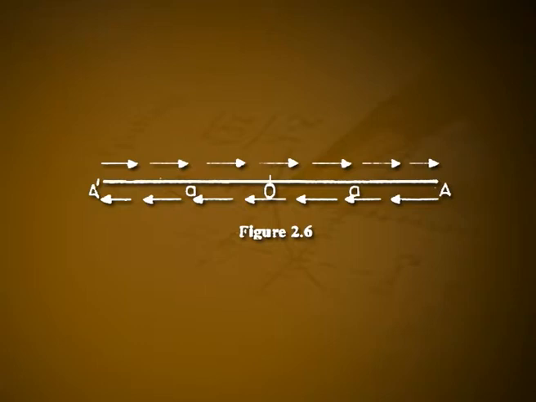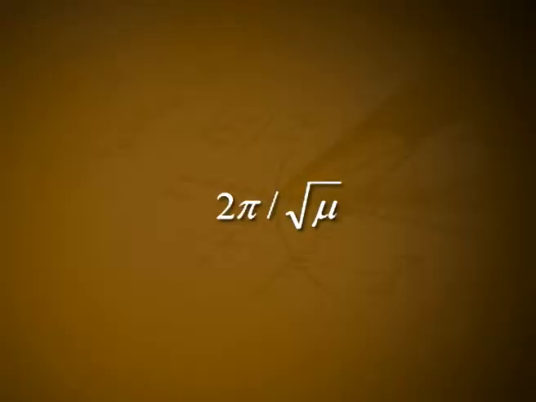See the figure. Integrating again and using the condition that at t equal to 0, x equal to a, we get x(t) is equal to a cos(√μ t). So that v(t) is equal to -a√μ sin(√μ t). Thus, in simple harmonic motion, both displacement and velocity are periodic functions with period 2π by √μ.